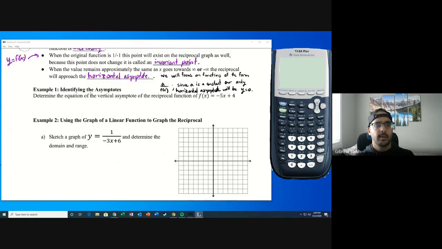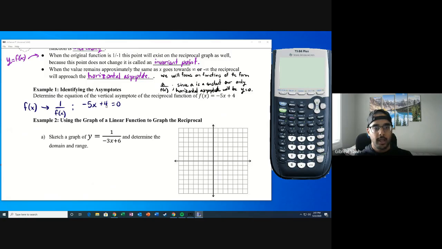So in this first example, it asks us to identify some asymptotes, and we're asked to determine the equation of the vertical asymptote of the reciprocal function of f of x equals negative 5x plus 4. So we're taking our original function, which is f of x, and we're turning it into its reciprocal function, 1 over f of x. Okay, so that means we need to find the non-permissible value of the denominator. So we need to figure out where negative 5x plus 4 is actually equal to 0. If I can do that, I've got my non-permissible value.